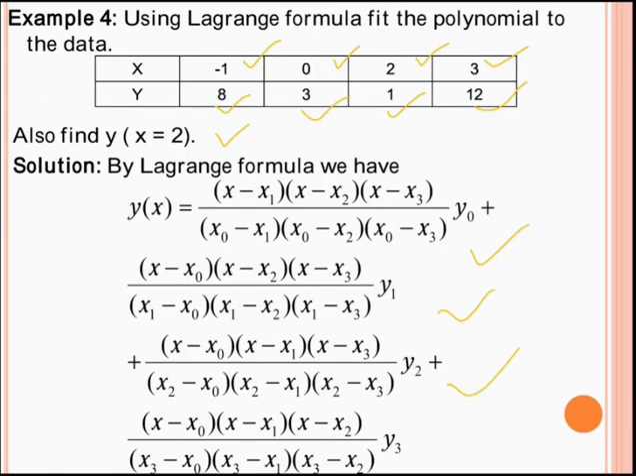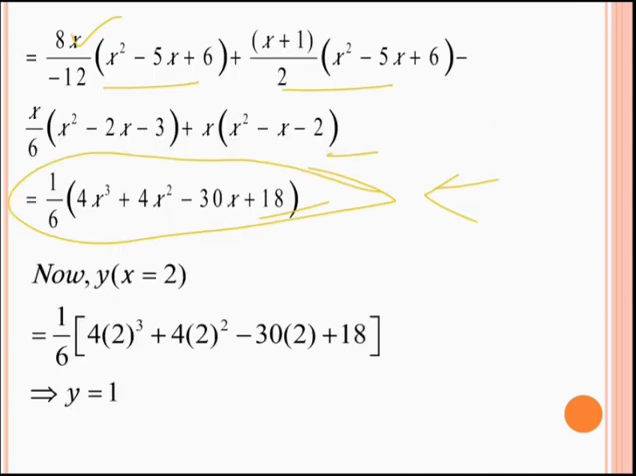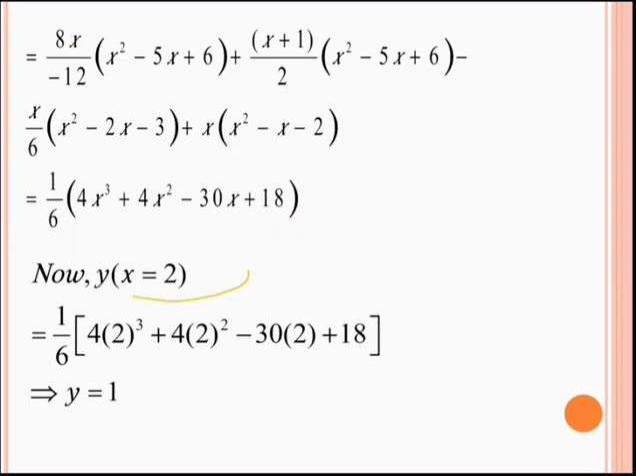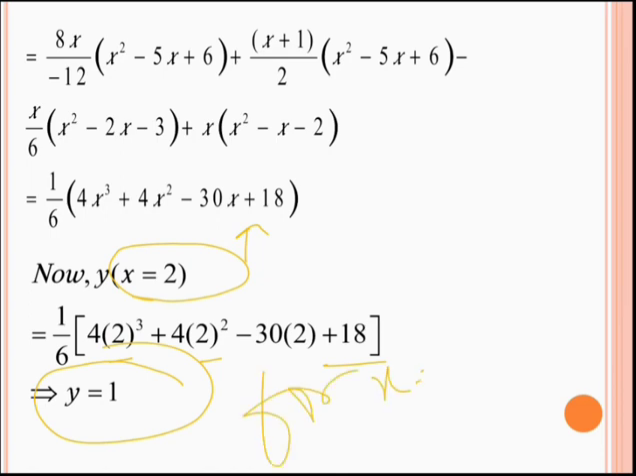Now you are also asked to find the value of y at x equal to 2. So I will put x equal to 2 in the obtained polynomial. I will simplify this and I will get y equal to 1 for x equal to 2. Okay. So this was the Lagrange formula, and we have studied here Stirling's and Lagrange. Stirling's is for equal interval and Lagrange is for unequal interval. Thank you.